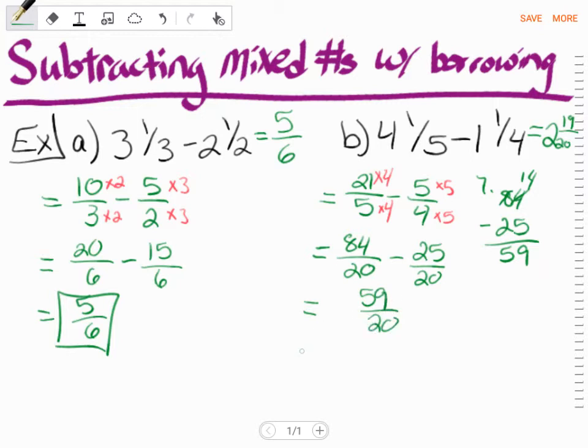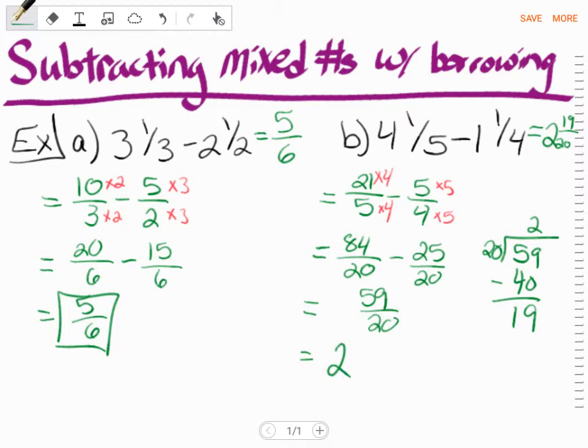59/20ths. If I want to figure out what this is going to be as a mixed number, I'm going to do 20 goes into 59. It's going to go into there 2 times. 2 times 20 is going to give you 40. Subtract here, get 19. So 20 went into 59 2 whole times with 19 out of 20 left over. And there's my answer. So honestly, I think this way is a little less complicated.